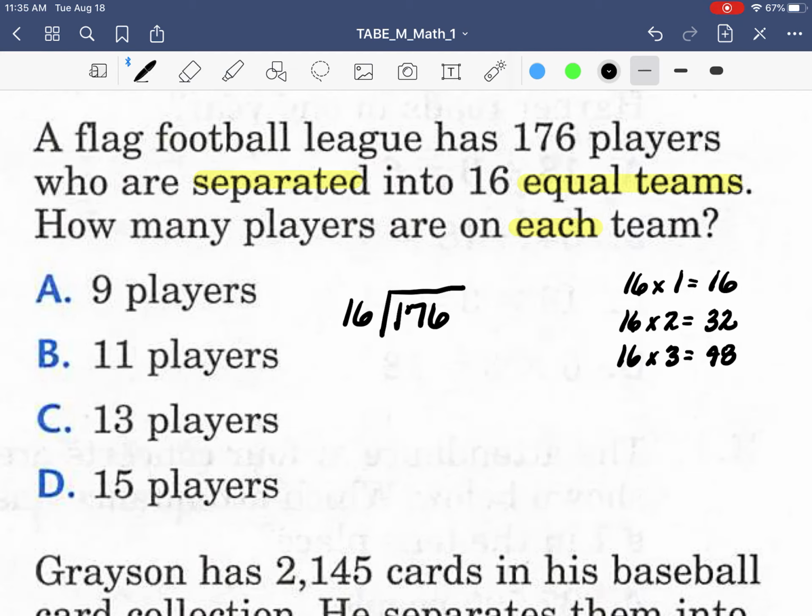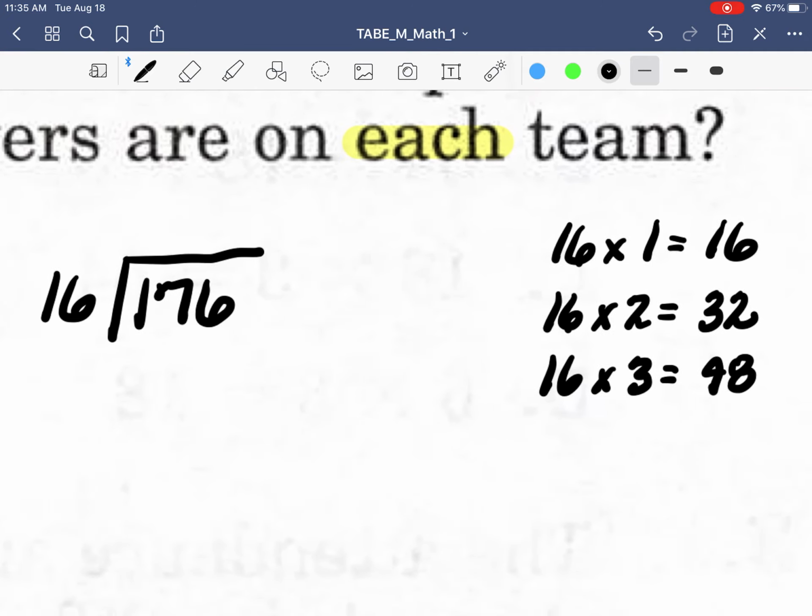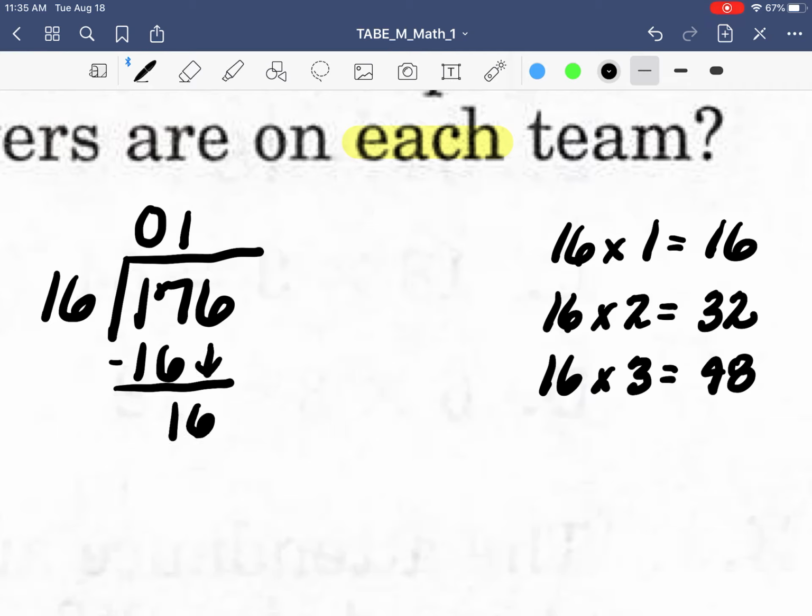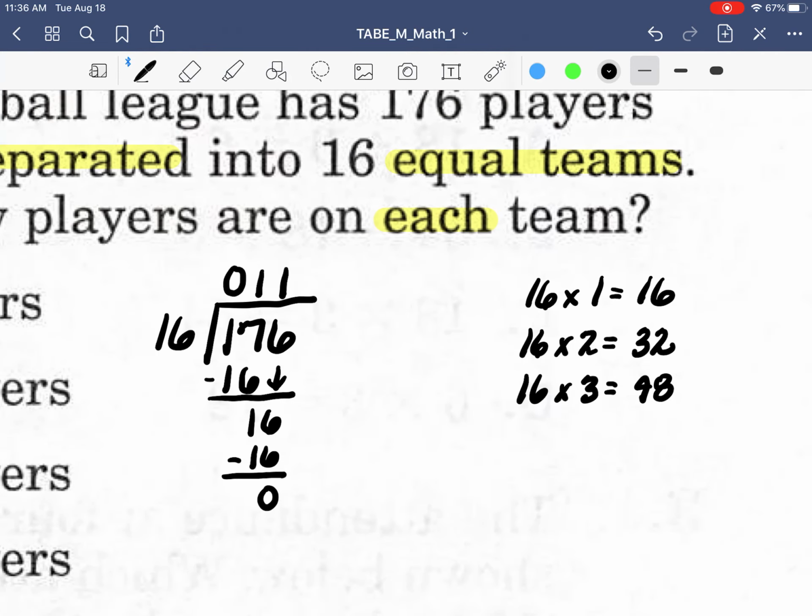I'm just going to stop there. Let's see if this will do it. It may not, but let's see. Okay, 16 cannot go into 1, but it can go into 17 one time. With 1 left over, bring down the 6, and then 16 into itself is 1 time with none left over.